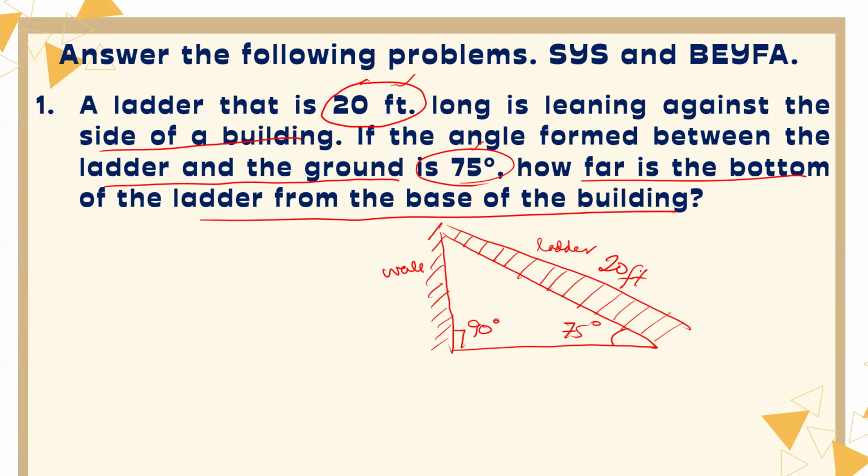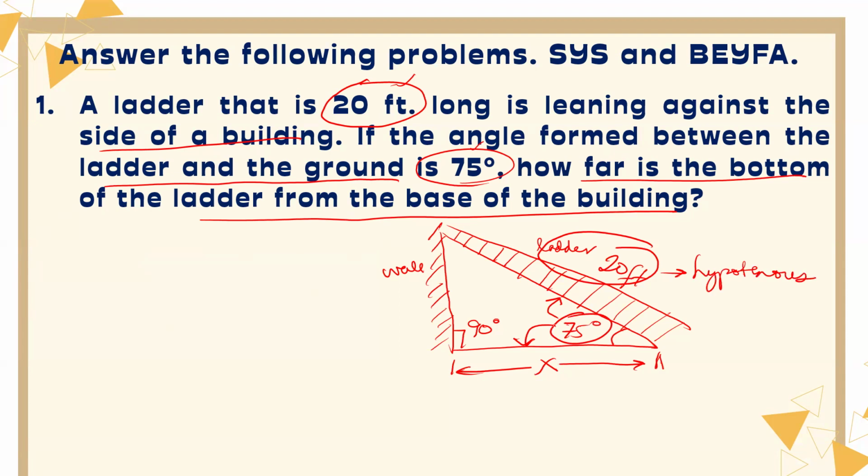We need to determine the distance from the bottom of the ladder here until the base of the building. So we need to determine x, right? So with respect to the given angle, we have this side and this side. So again, how do we call this side? The length of the ladder with respect to a right triangle. Very good. So this is the hypotenuse.